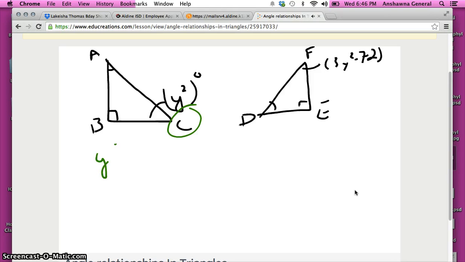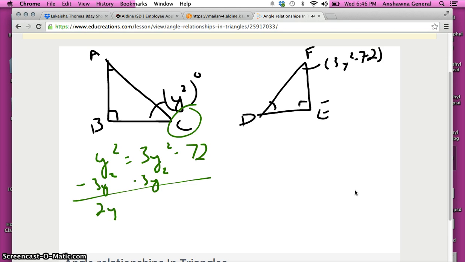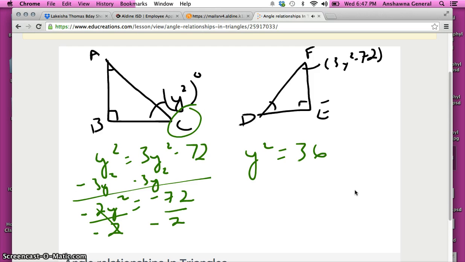So our equation would be y squared equals 3y squared minus 72. We subtract 3y squared on both sides, so I'm left with 2y squared equals negative 72. Divide by negative 2, sorry. So I'm left with y squared equals 36. And to get rid of a squared, you have to do the square root. So the square root of 36 is 6.